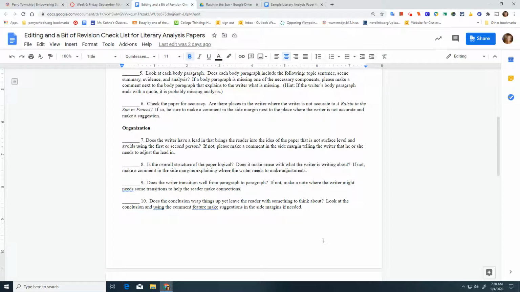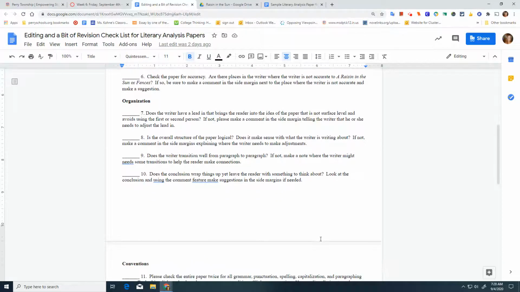Is there a strong conclusion that wraps things up but leaves the reader with something to think about? Does the writer give the final so what? Again, all of those things are things I'm going to be grading for in terms of organization. So if you're looking at your own paper, you want to make sure you account for those things in your paper. If you're looking at someone else's paper and you don't see these things happening, you need to make suggestions, comments in the side margin.